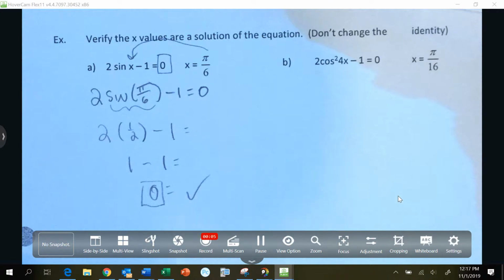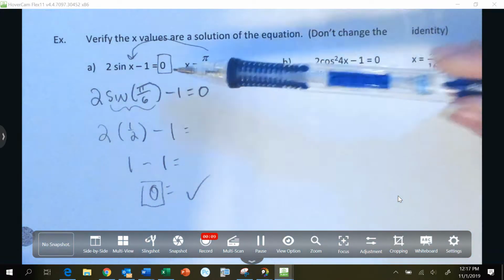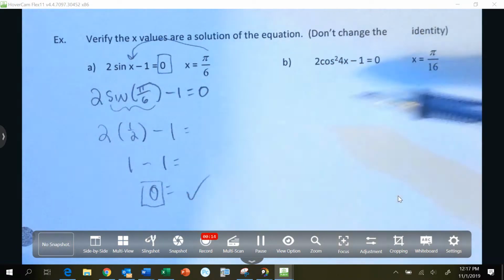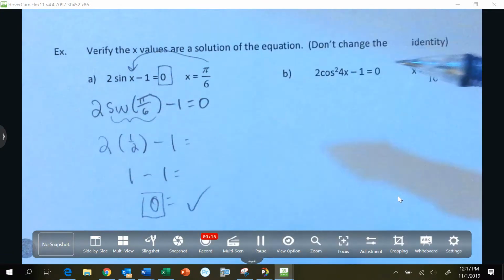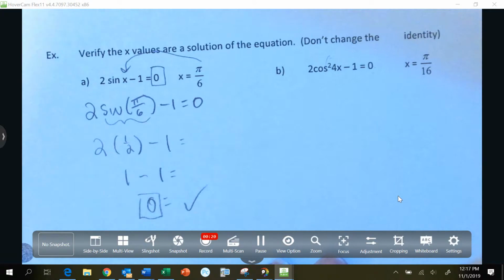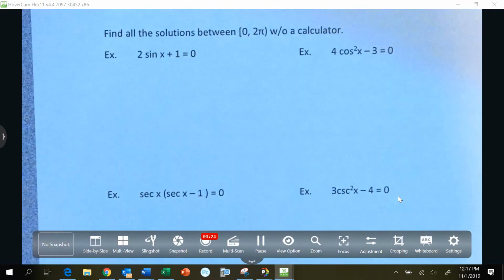Okay, so what we did again was leave the 0 alone, do everything on the left side until it equals 0. So do the same thing for question B. If you have questions about question B, a lot of people had questions because of the squared, I can help you. On the back, the rules are different now.